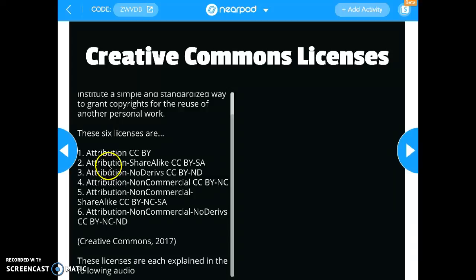The second is Attribution Share-alike CC BY SA. This license lets others remix, tweak, and build upon your work even for commercial purposes as long as they credit you and license their new creations under the identical terms. This license is often compared to copyleft, free, and open source software licenses.